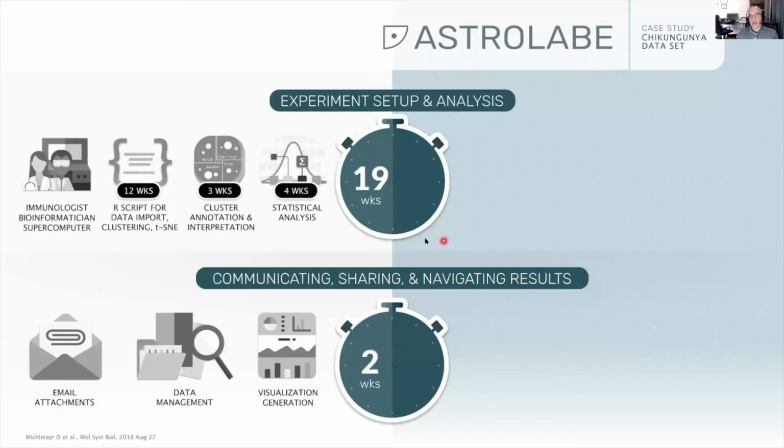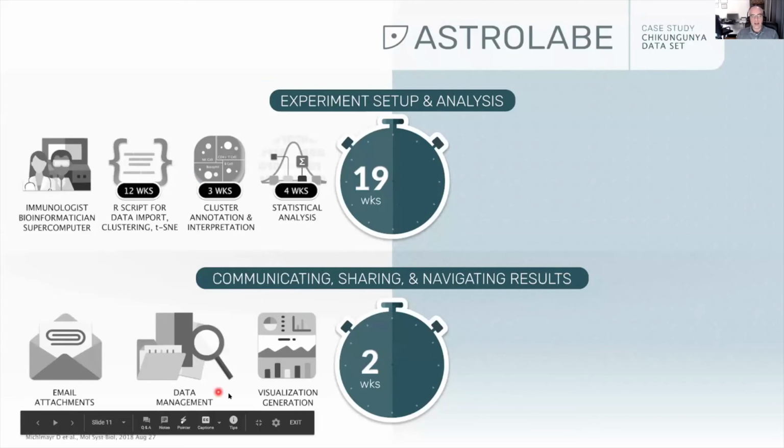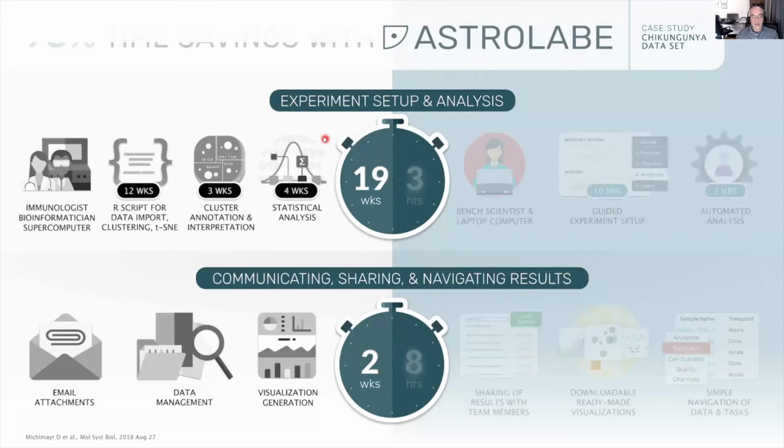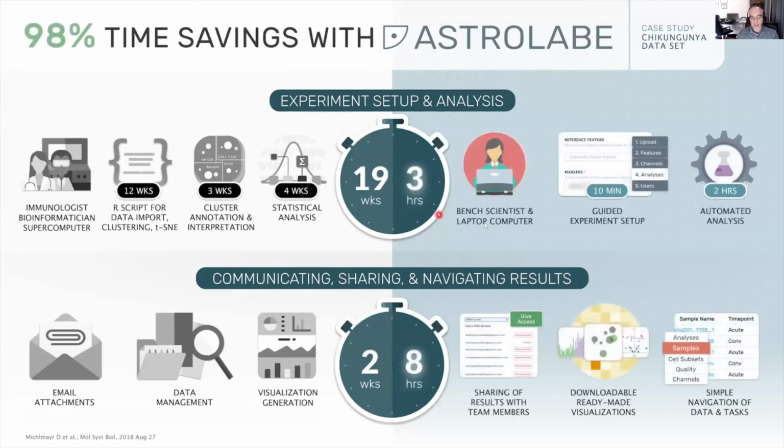And I want to go back to this slide I've shown you before, where analyzing this data set took about 20 weeks of time about 3 years ago. Reproducing this study with Astrolabe should take you somewhere between, let's say, 12 hours and a day. And a bench scientist who is working on her laptop computer can upload the data, can set up the experiments in 10 hours, and within an hour or two, come back and navigate through all of the results.